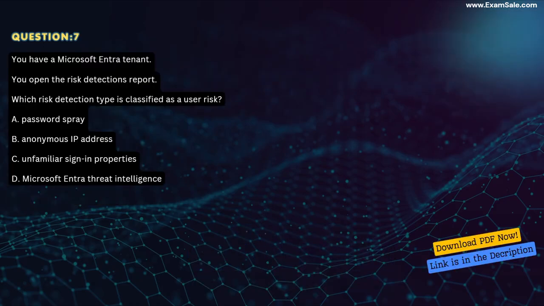Question 7. You have a Microsoft Entra tenant. You open the risk detections report. Which risk detection type is classified as a user risk? A. Password spray. B. Anonymous IP address. C. Unfamiliar sign-in properties. D. Microsoft Entra threat intelligence. Correct answer, D.